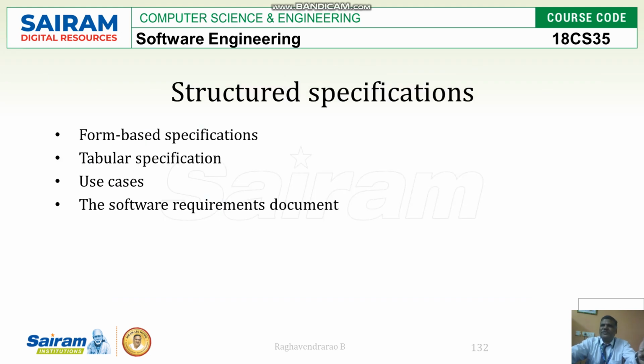Now how are we going to specify the structured specification? We are going to use 4 types of specifications here. One is form based specification, tabular specification, use case based specification, then software requirements document. What do you mean by form based specification? You are going to be given a form and all the data should be specified over there.